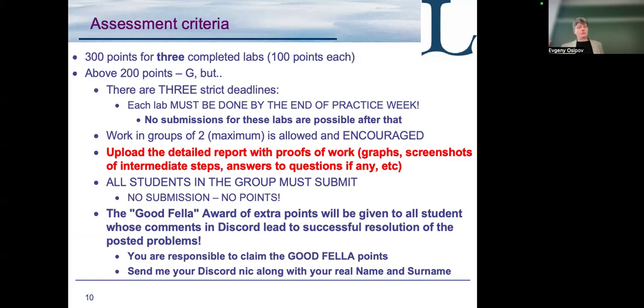Assessment criteria, just to be on the same page. We have 3 labs to do. Altogether, they generate 300 points, so 100 points each. They will be graded differentially depending on how many tasks you accomplished in each lab. Above 200 points is a pass. But it's important that you do it in time. There are 3 deadlines, one for each lab, at the end of the corresponding practice week.